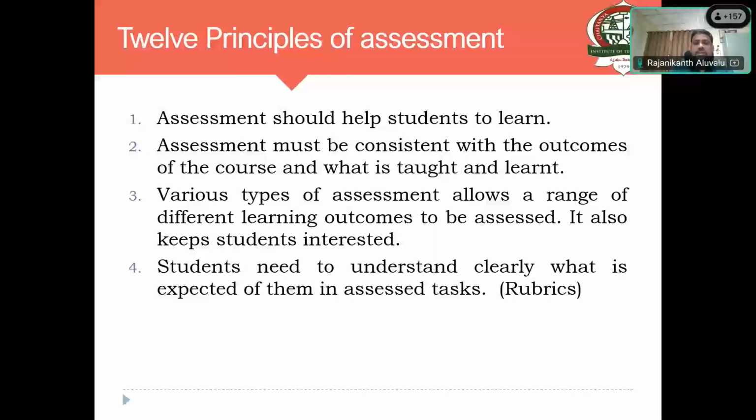Moving to the next principle: assessment must be consistent with the outcomes of the course, and with what is taught and what is learned. This is something students always give feedback about. A teacher teaches to the understand level. Outcomes are planned to the apply level, and the questioning is at the apply level. So here, something which is not taught and not learned is being asked. And this should never happen to the student.